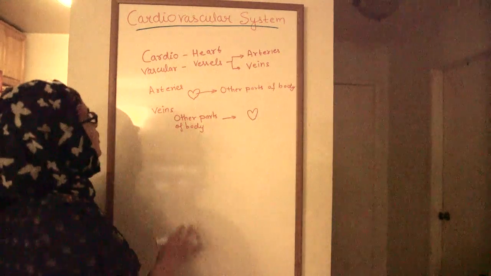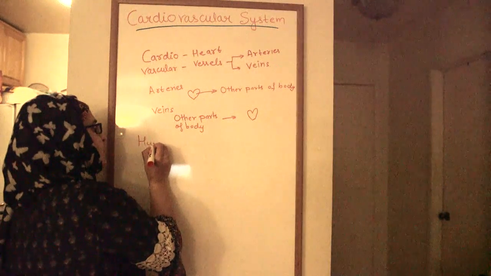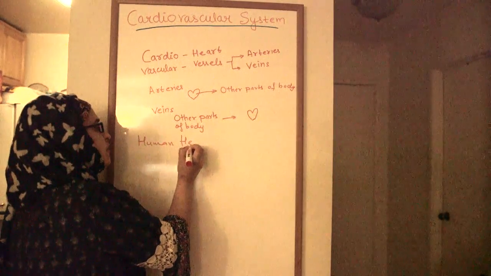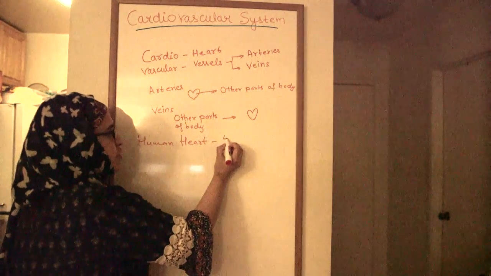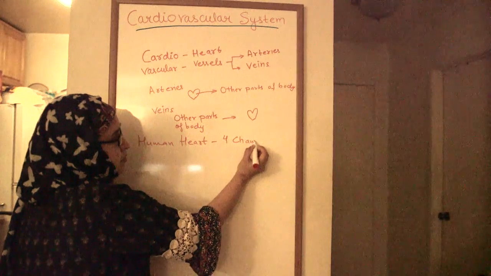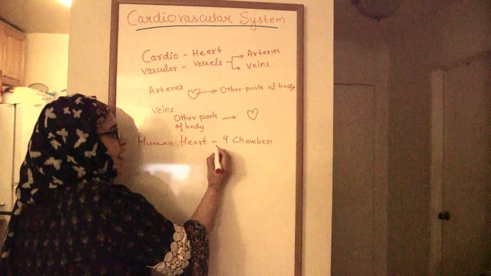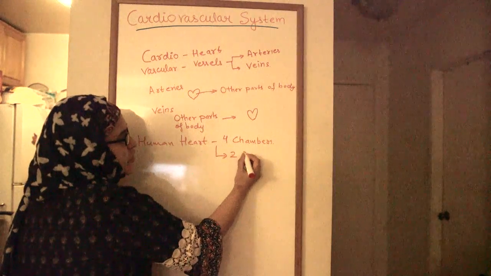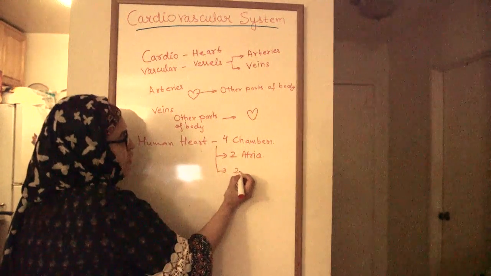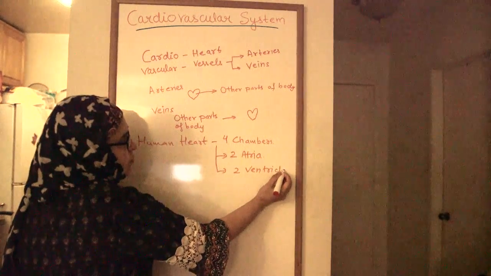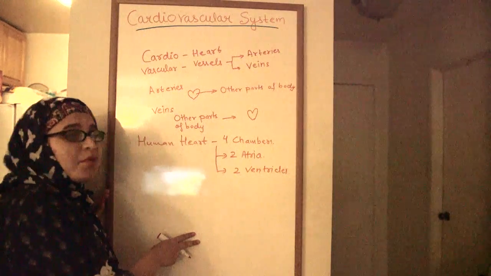Okay? So, the human heart consists of 4 chambers. How many chambers? 4 chambers. Out of these, two are atria and 2 are ventricles. Okay, so now let us draw the diagram of a human heart.